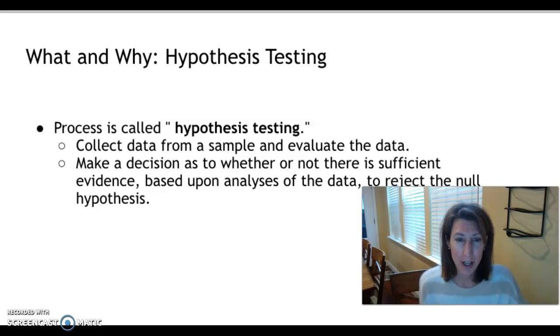Important to know about. So what is hypothesis testing? Well, this is the way scientific discovery happens. This is the way products are tested. We collect data from a sample. We do some sort of evaluation of the data, and then we try to make a decision as to whether or not there is sufficient evidence, based on this analysis of the data, to reject some sort of research idea or thing that we're testing, and that's called the null hypothesis.